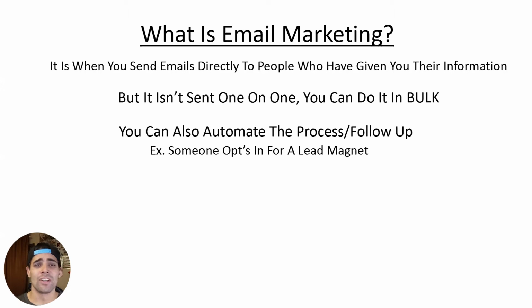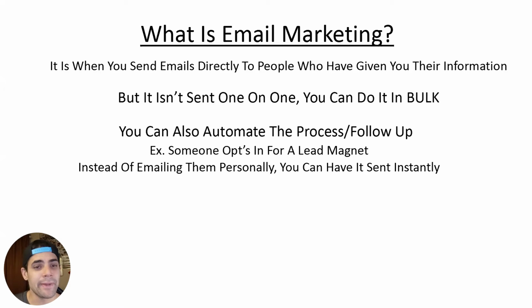So example, someone opts in for a lead magnet of yours. Let's say you're giving them a free PDF or a free report on something that's related to the niche that you do, right? Instead of emailing it to them personally every time someone opts in, you can have an autoresponder email them instantly. And let's say you have one person every 20 minutes. Instead of sitting there and replying every single time someone does it, every 20 minutes an email goes out because that's when they're opting in. Within seconds of them opting in, they can get it.